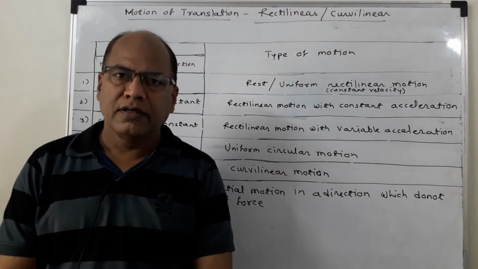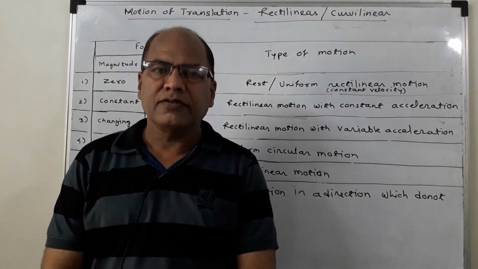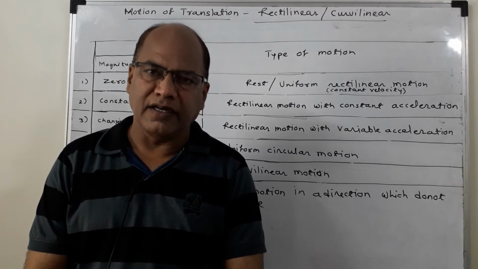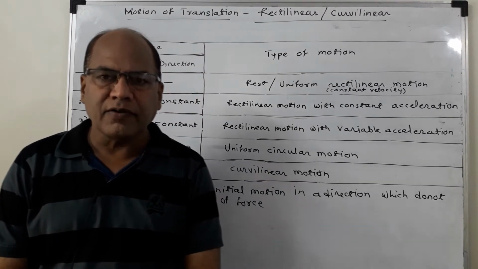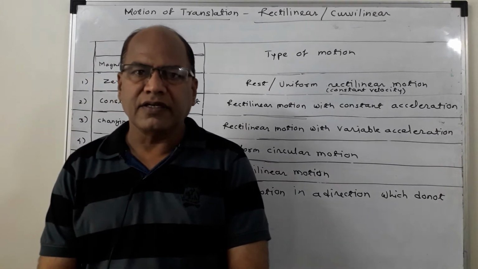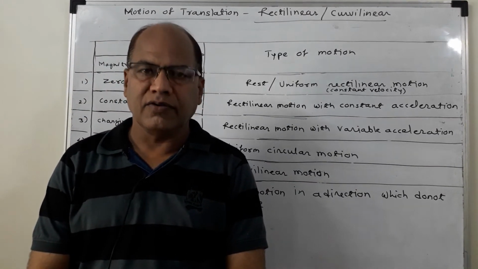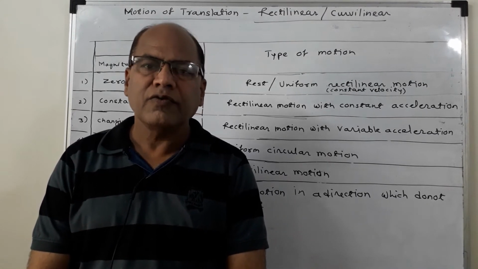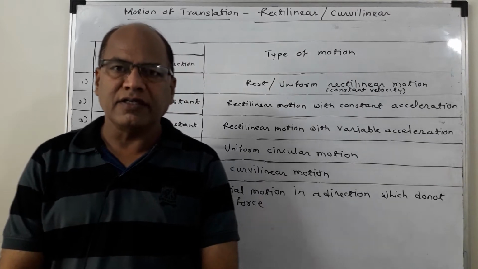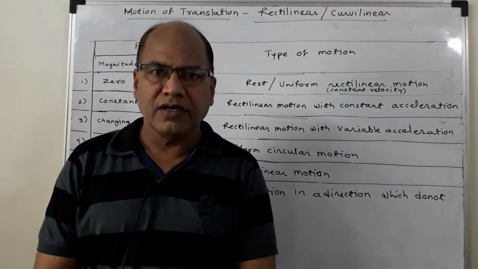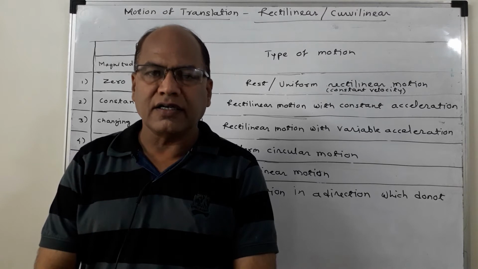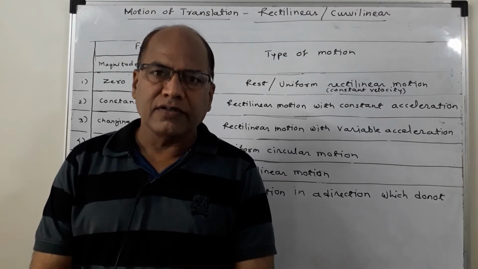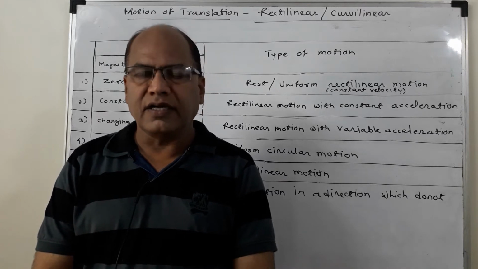Hello students, in today's video I am just going to distinguish between rectilinear and curvilinear motion of a particle. A particle performing motion may be subjected to a single force or a number of forces. In case it is subjected to a number of forces, what we do is reduce the given system of forces into a single force, which is called the resultant force. Being a vector quantity, the resultant force has magnitude as well as direction.